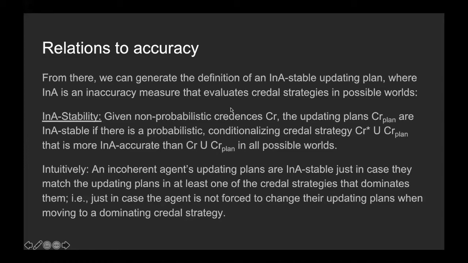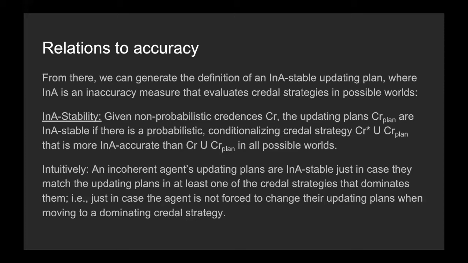In A, stability is the property that goes as follows. Given non-probabilistic credences CR, the updating plans CR plan are A stable if there is a probabilistic conditionalizing creedal strategy, CR star, together with CR plan, that is more A accurate than CR merged with CR plan in all possible worlds. So the idea is an incoherent agent's updating plans are stable in this way just in case they match the updating plans in at least one of the creedal strategies that dominates them, right?